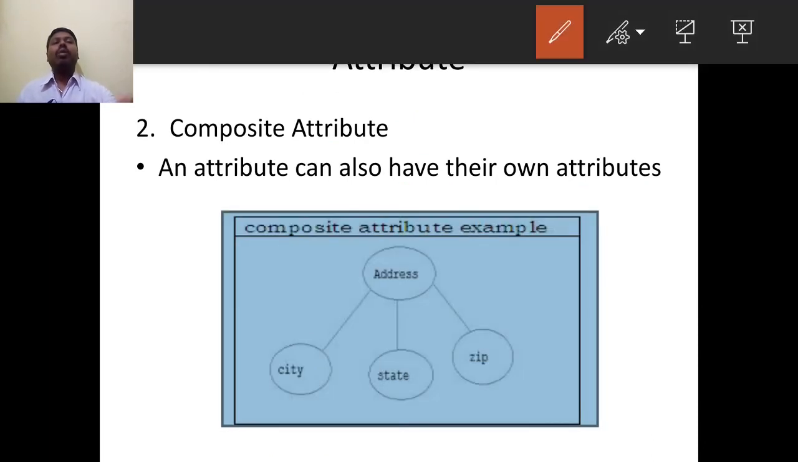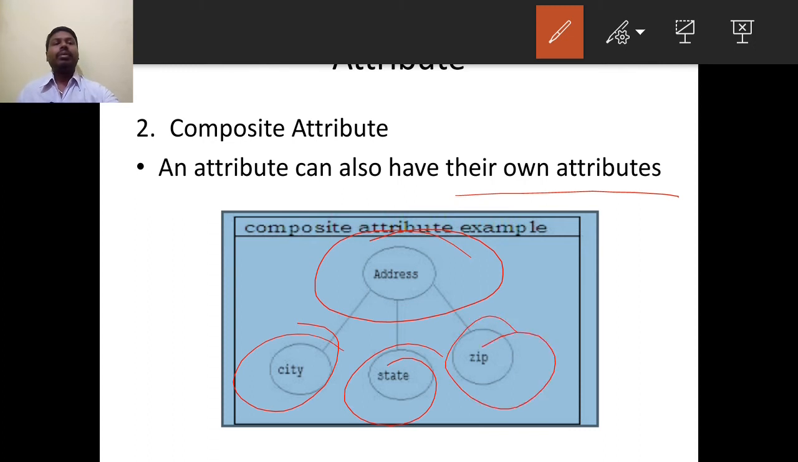The next attribute is the composite attribute. What is a composite attribute? An attribute can also have its own attributes. For example, you can see address. Address is an attribute, and the address has its own attributes like city, state, zip. Zip means it is nothing but pin. Understand? We can take another example, name. Name is an attribute. For the name, there are first name, last name and middle name. So an attribute that can also have its own attributes is called a composite attribute.